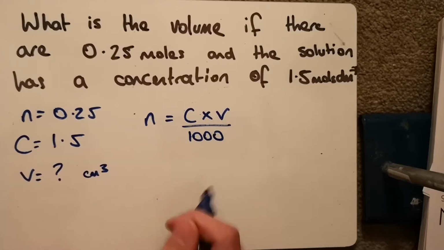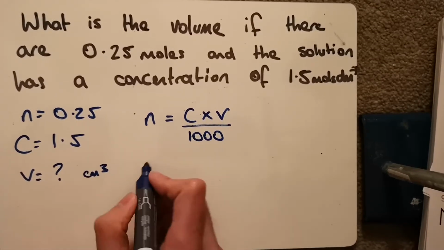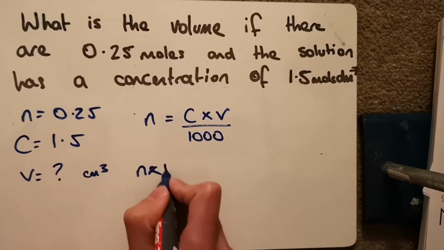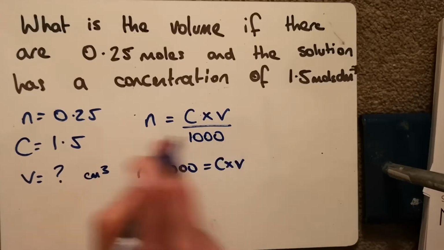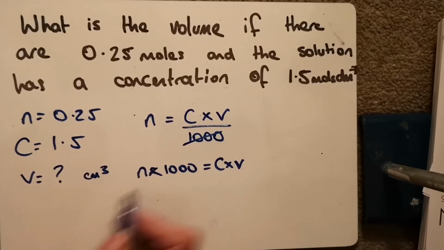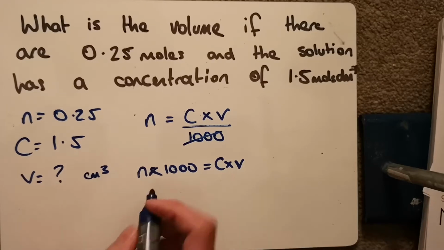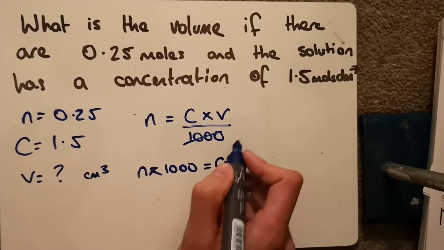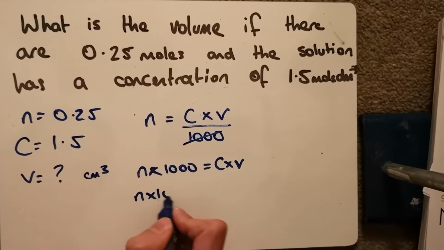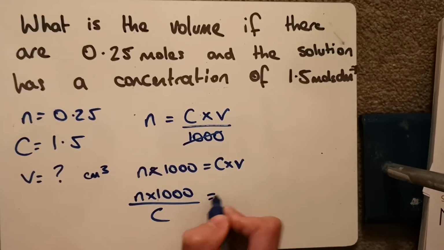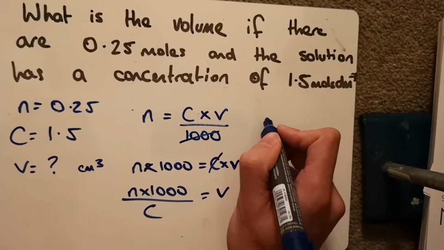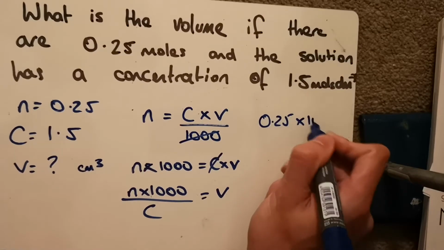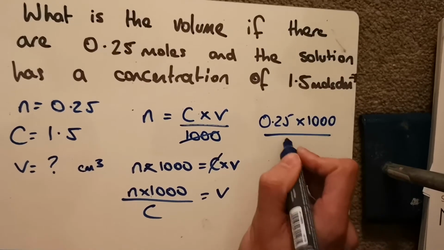Now I need to make V the subject, so again I'm going to times by 1,000, so I'll have N times 1,000 equals C times V. If I times both sides by 1,000, that gets crossed out, the left hand side gets times by 1,000, and I'm going to divide both sides by C to cancel out this C here. So volume will equal N times 1,000 divided by C. So 0.25 times 1,000 divided by 1.5.